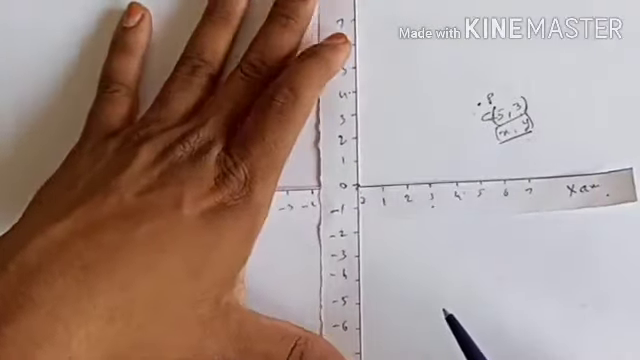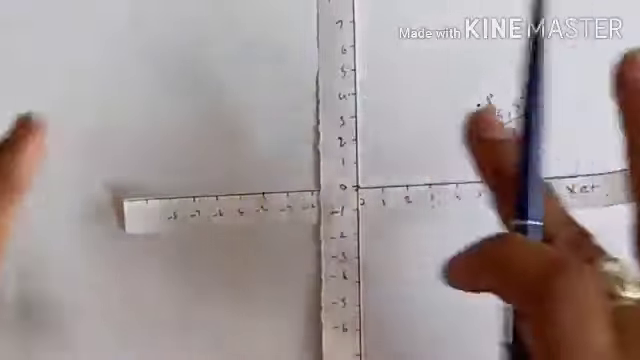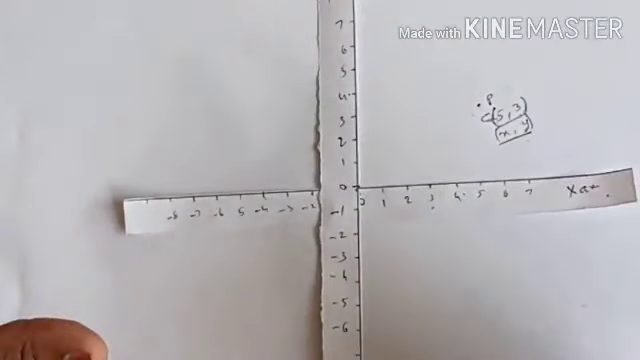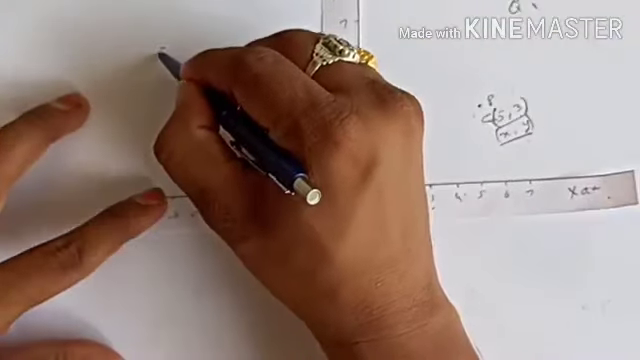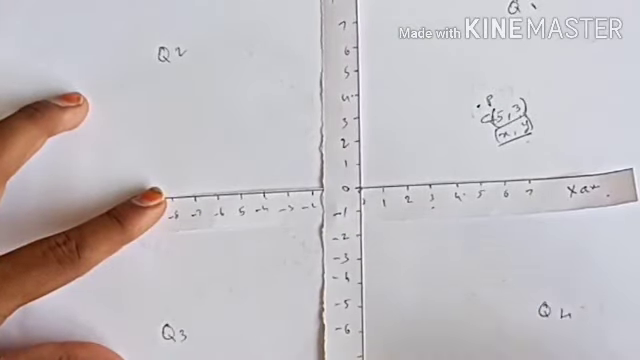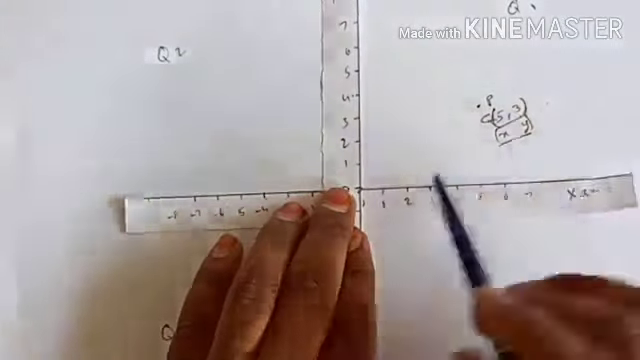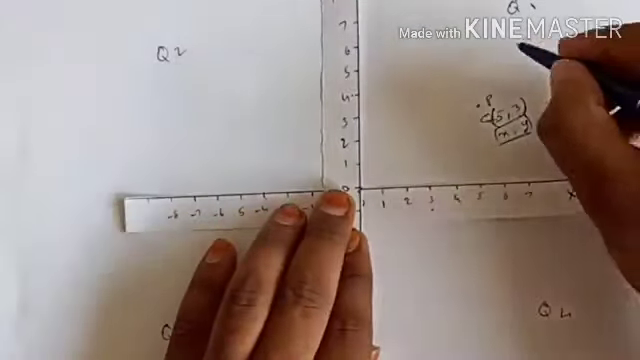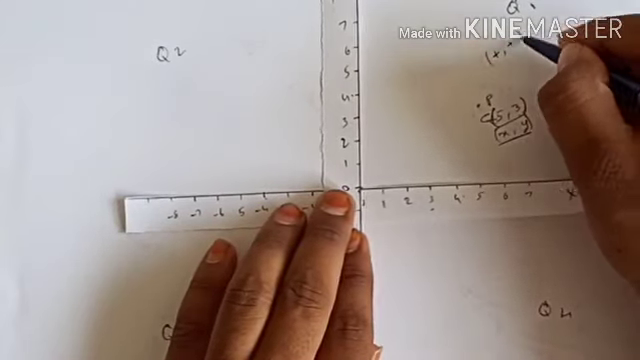Now, as we see, the perpendicular lines, x-axis and y-axis, divide a plane into 4 quadrants. 4 quadrants means 4 quarters. This is quadrant 1, this is quadrant 2, quadrant 3, and quadrant 4. In the first quadrant, all x values are positive and all y values are also positive.